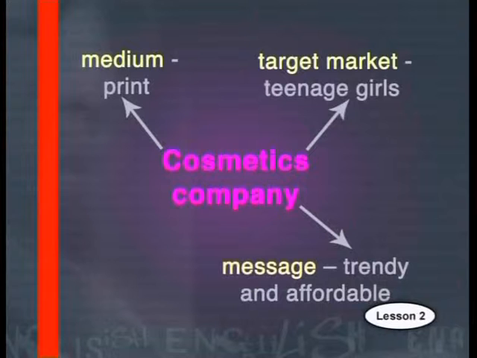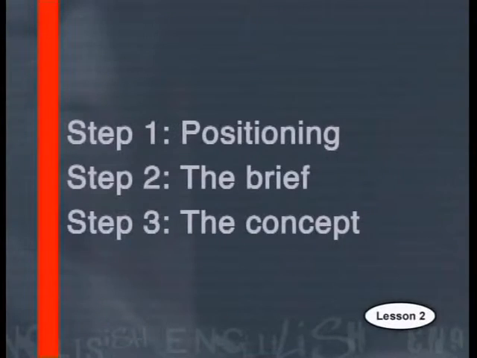In our example, the cosmetics company may say they want a print advert that will appear in magazines aimed at teenage girls such as 17, and that in the advert they want to tell teenage girls that their fragrances are trendy and affordable. The advertising agency takes the brief and then they develop the concept.